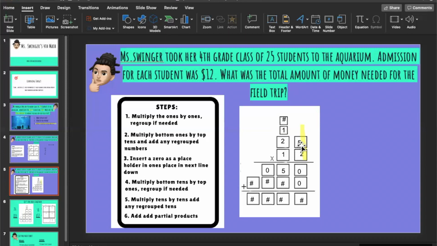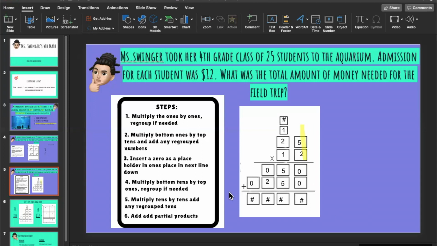So 1 times 5 is 5, okay? And then 1 times 2 is 2, excuse me, okay? So I'm going to place a 0 here in the 1000s place because we like to put things there as placeholders so that when we are solving and getting our final product, we understand that there's nothing there, but it's always a good idea to place a 0 there as a placeholder because that's 0's job.